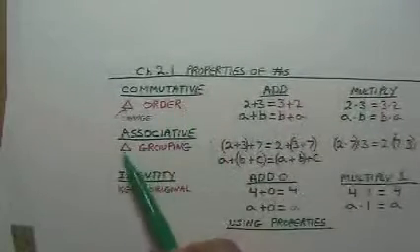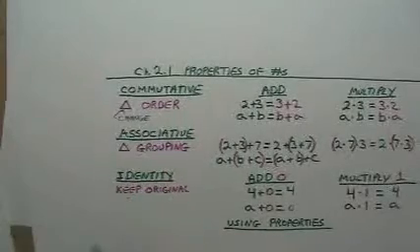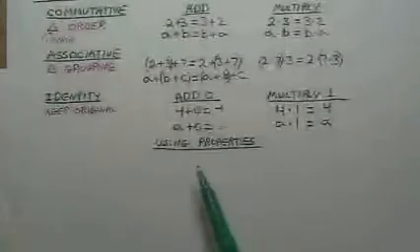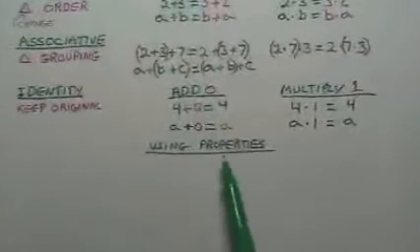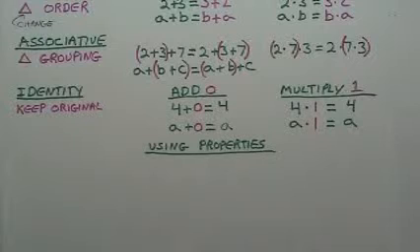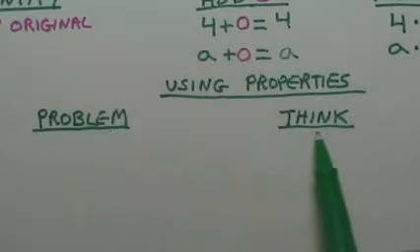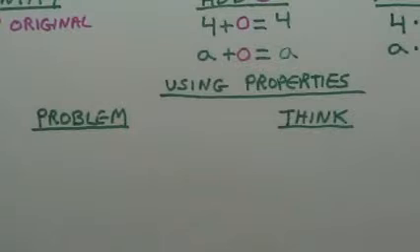So, commutative means to change the order. Associative means change the grouping. Identity means you keep the original, whatever you started with. So now let's go ahead and let's start using these properties. So we'll write a problem, and then I'll tell you how to think, how you should be thinking.